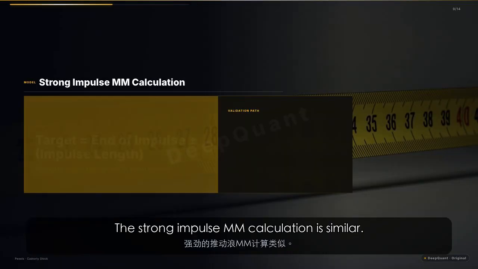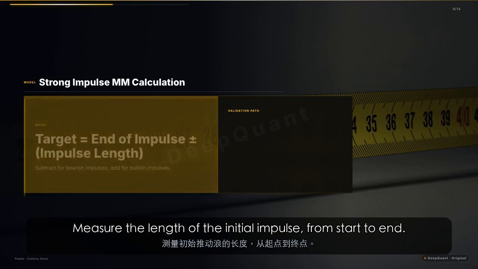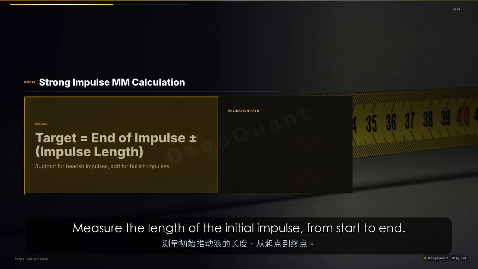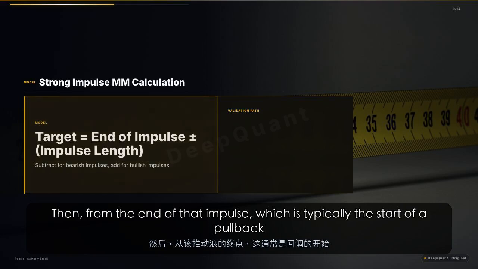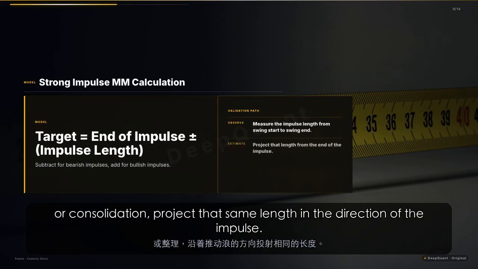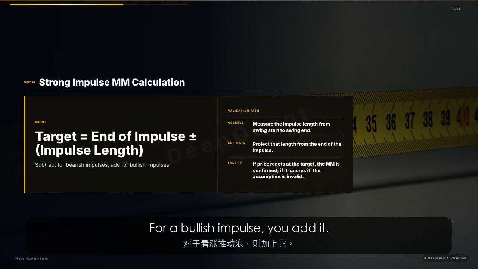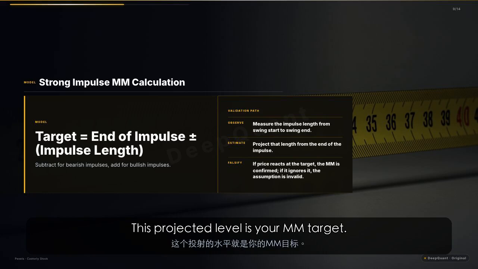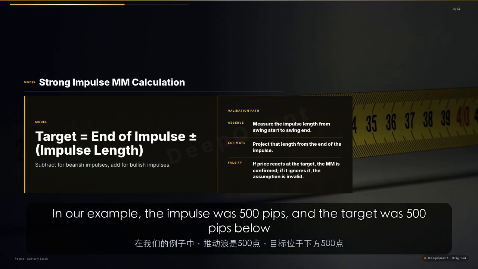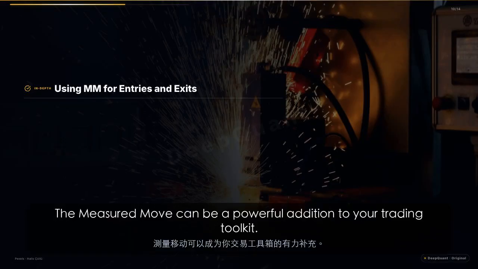The strong impulse calculation is similar. Measure the length of the initial impulse, from start to end. Then, from the end of that impulse, which is typically the start of a pullback or consolidation, project that same length in the direction of the impulse. For a bearish impulse, you subtract the length from the end point. For a bullish impulse, you add it. This projected level is your target. In our example, the impulse was 500 pips, and the target was 500 pips below the consolidation. The measured move can be a powerful addition to your trading toolkit.